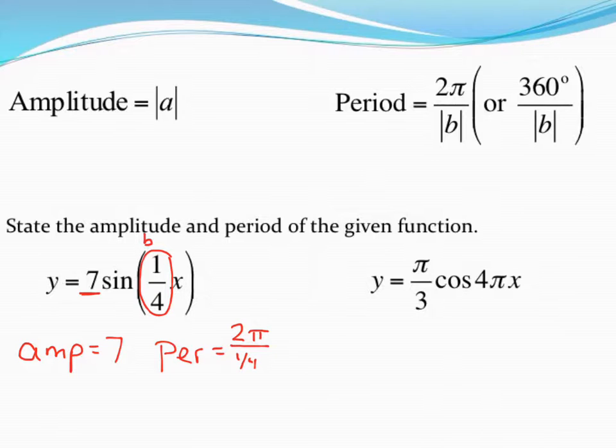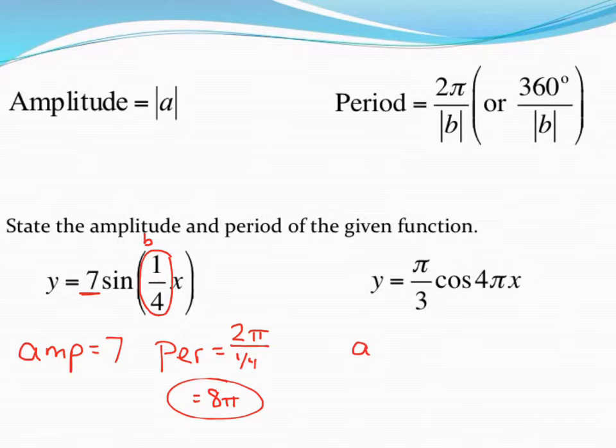Now be careful, if you're not good with dividing fractions, then use a calculator, but 2 pi divided by 1/4 gets us a period of 8 pi. So the period is longer when I have a smaller number in front. Okay? We'll do the same thing if we have a cosine wave, because a cosine graph follows the same rules as a sine graph.